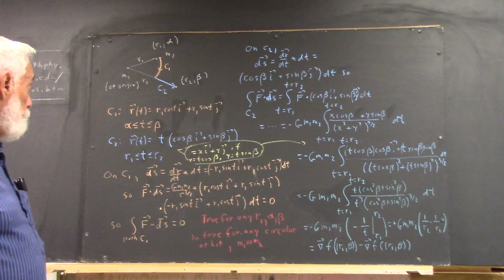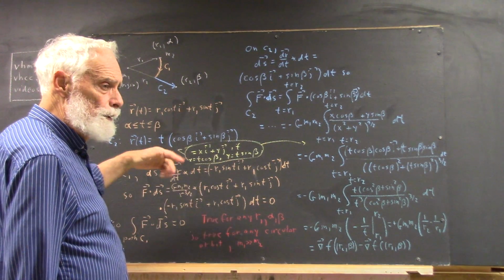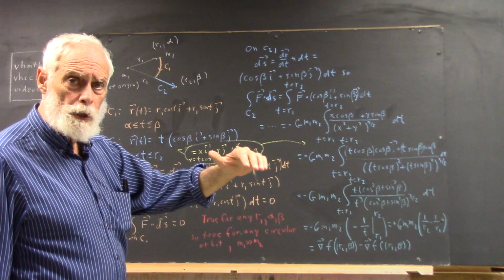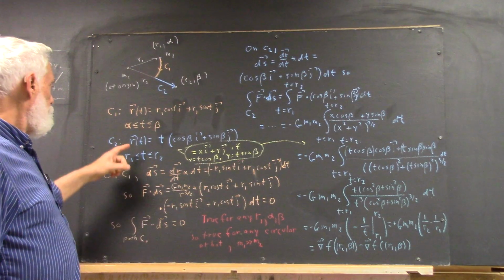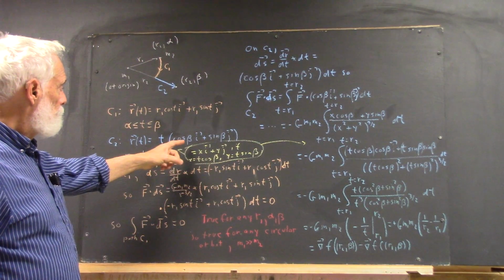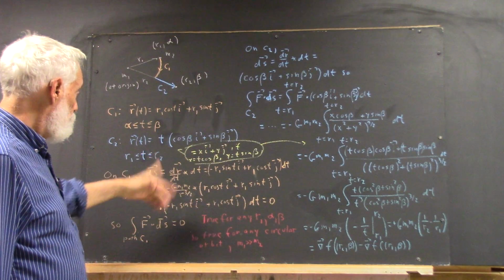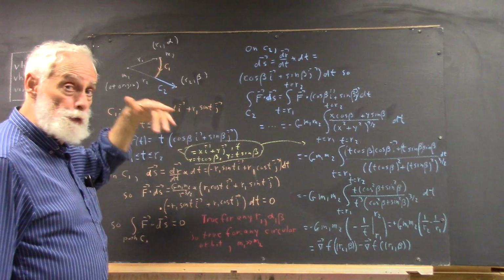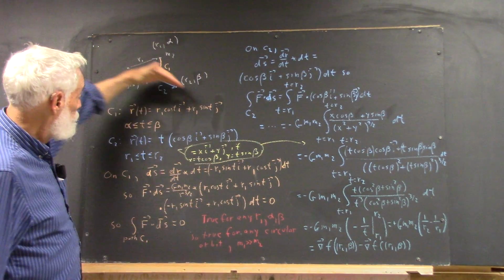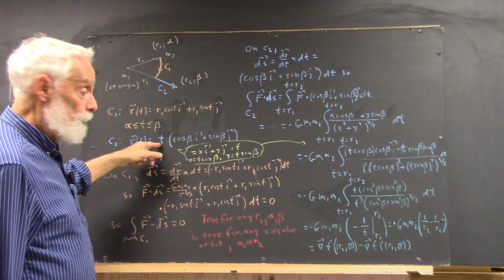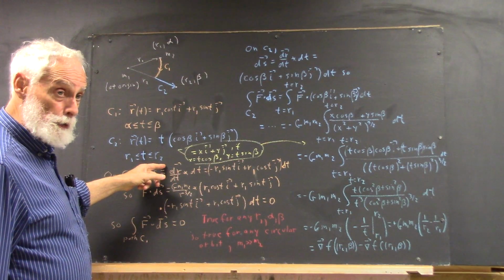And our C2 is equally simple. We're going to use t. I could have parameterized it just in terms of r, but I wanted to be more general, so I used t. I'm going to say r of t equals t times the quantity cosine beta i plus sine beta j. You can recognize that as just a unit vector in the direction of the angle beta, in this direction. And we multiply that by t, and we let t go from R1 to R2.